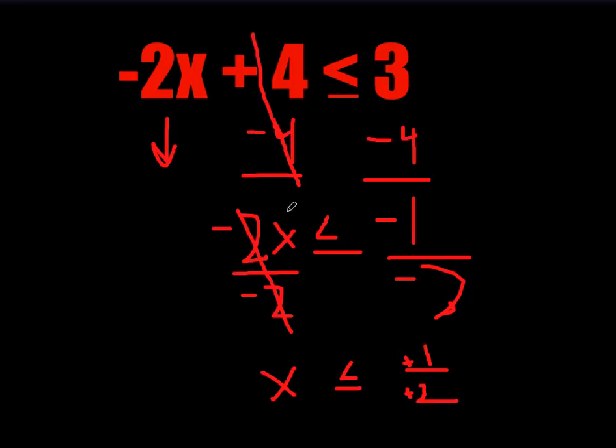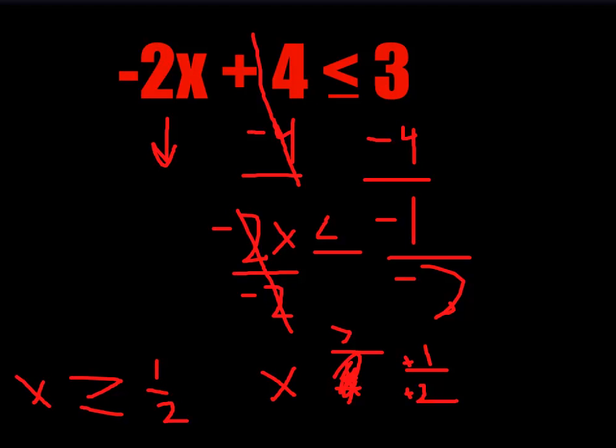I hope you do. If you remember from before, whenever you move a negative by multiplying or dividing, the sign gets flipped. Remember, you must flip it. So this answer is actually wrong. It's x is greater than or equal to 1/2.